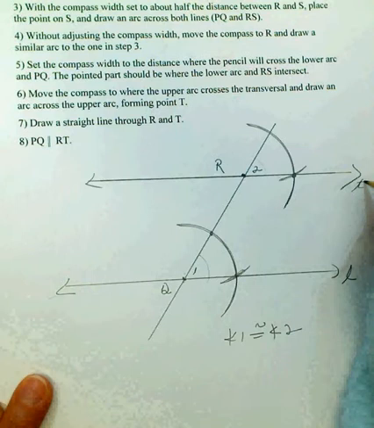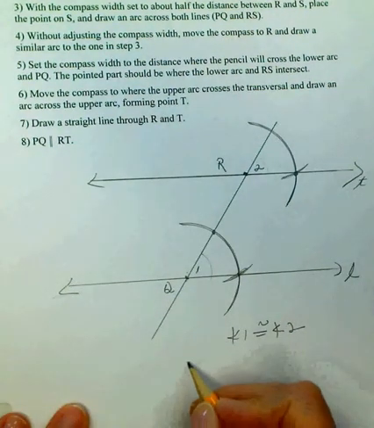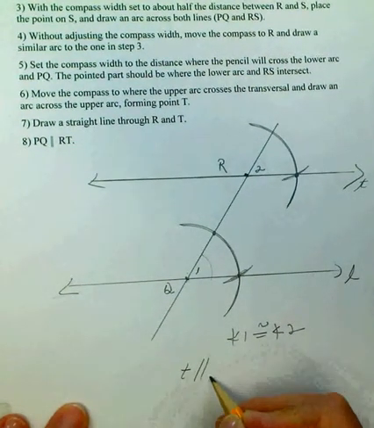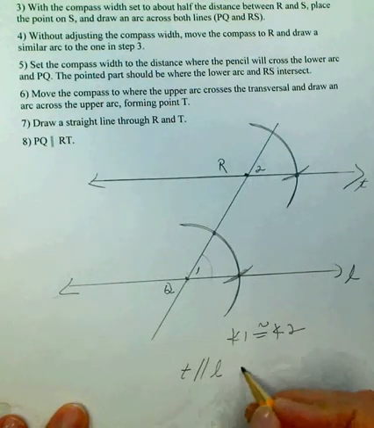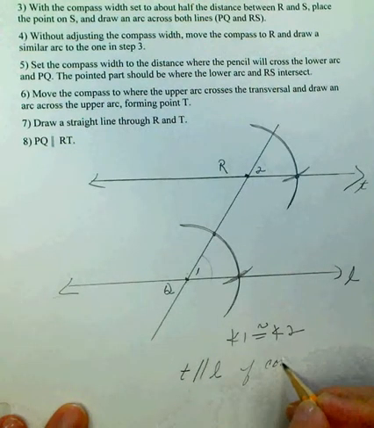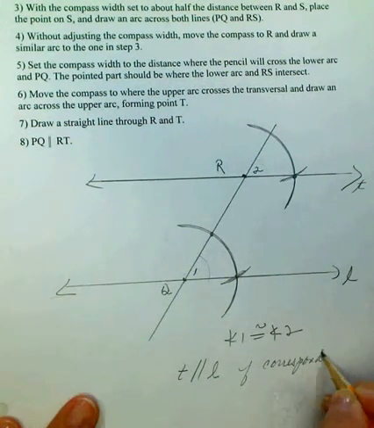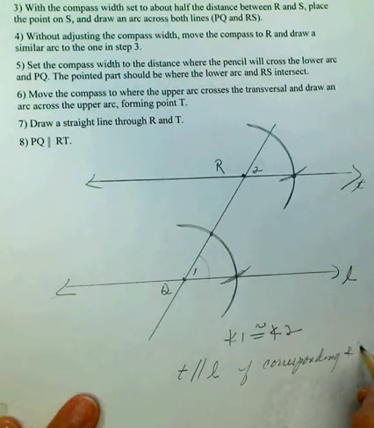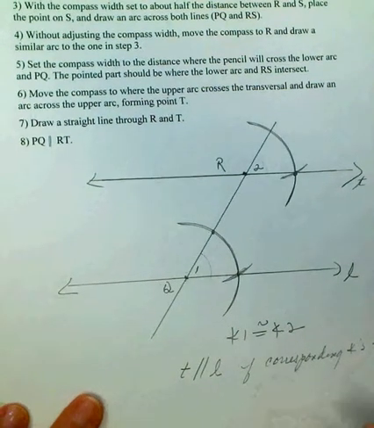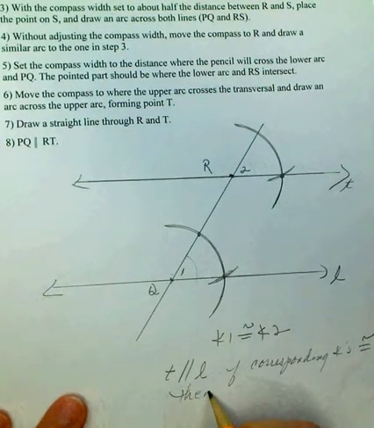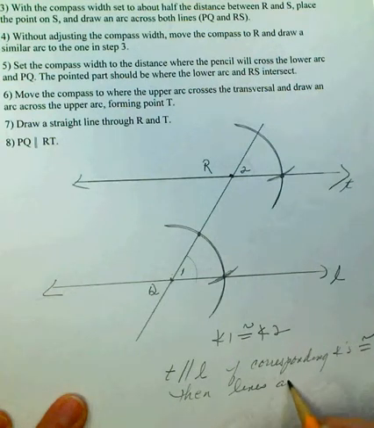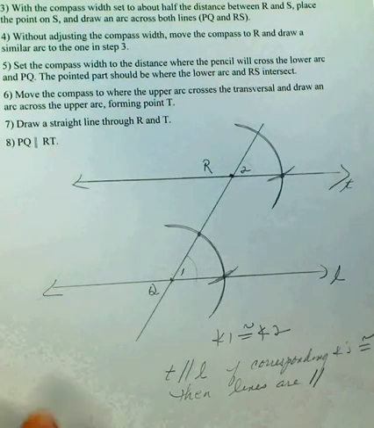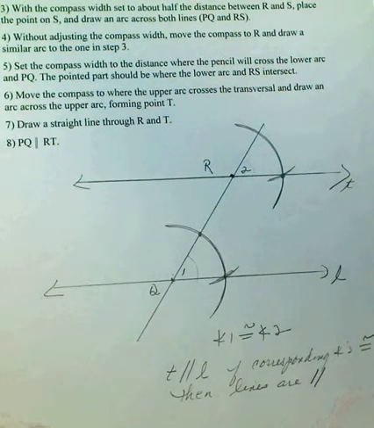Okay. We know that line T is parallel to line L because if corresponding angles are congruent, then lines are parallel. Okay, so we used our theorem and we were able to construct a parallel line. And that's the end of this lesson.